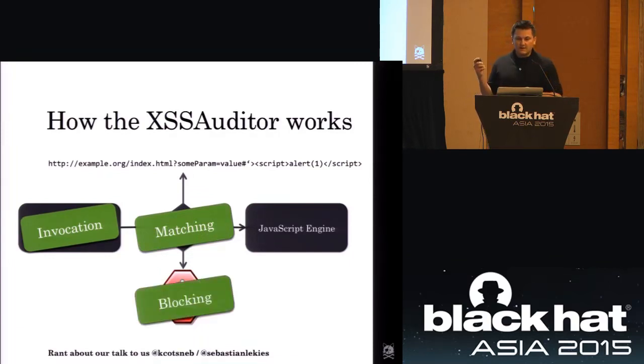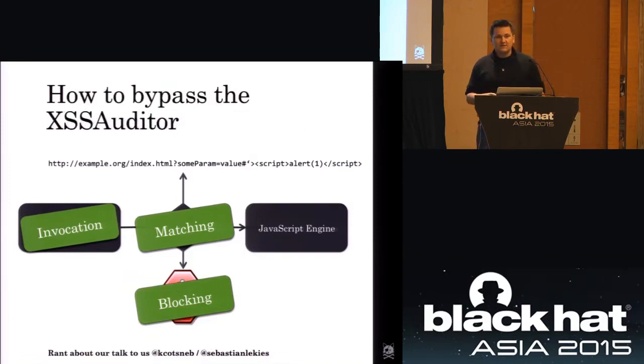And now let's talk about how to bypass this. So basically, we have 2 different options here. The first option is we avoid the invocation of the XSS auditor. So if the thing is not switched on, it cannot detect anything. Or we can confuse the matching of the auditor. So if it does not find the things that we injected, it will think, well, this is not injected, and then let us execute the JavaScript.